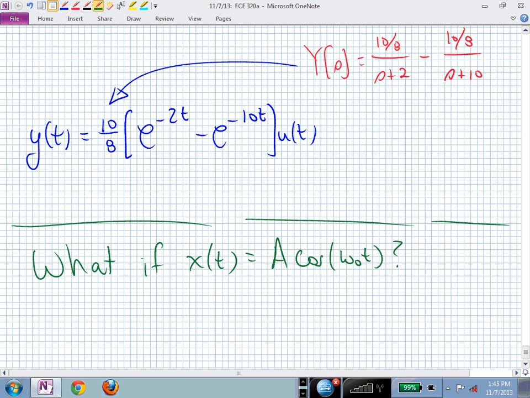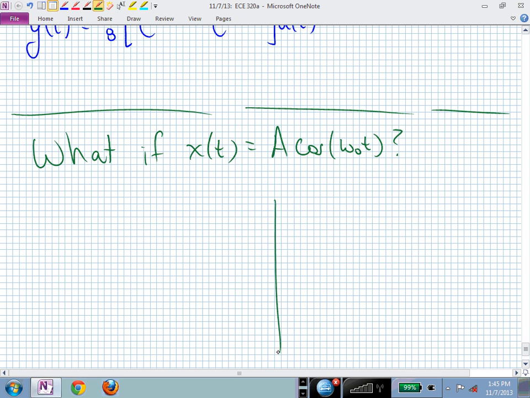What happens if our input is this? What would you see if I said, show me the S-plane pole zero diagram with an input of x of t equal to a cosine omega naught t and a transfer function of 10 over s plus 10? I'll do the easy part. That's what you have with an input that's a sinusoid. You have poles right on the imaginary axis, and that's going to continually shake your system.